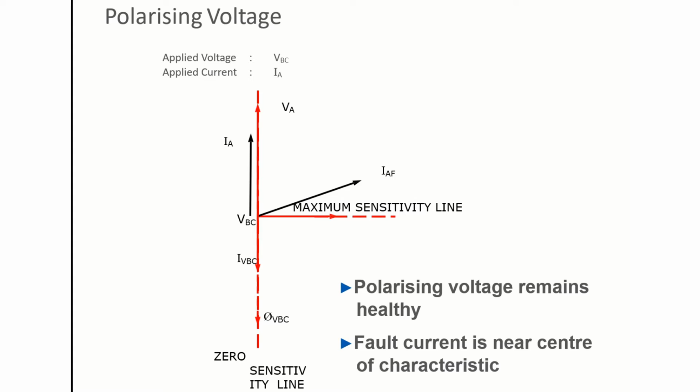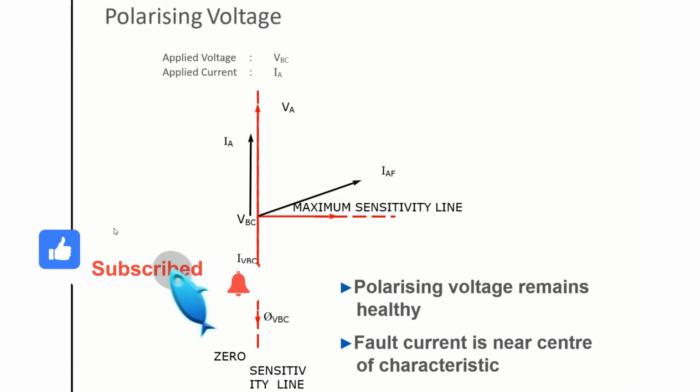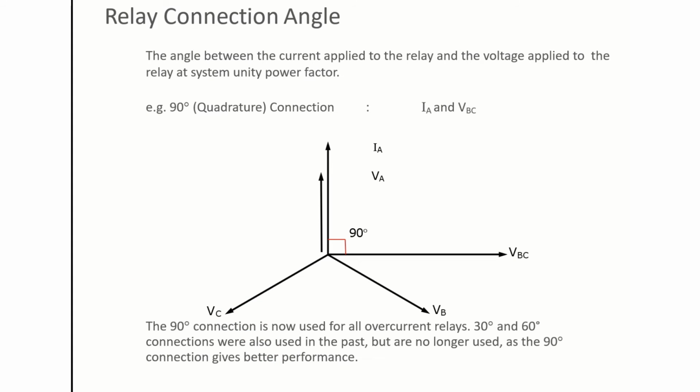This VBC is called the quadrature voltage. Why quadrature? Because with respect to the A phase, it is 90 degrees. Similarly, for IB it will be VCA, again at 90 degrees. So this is called the quadrature voltage, and any current in this direction will be positive, and in this direction it will be negative.